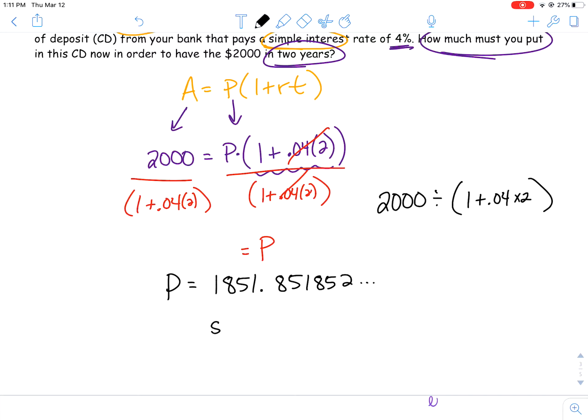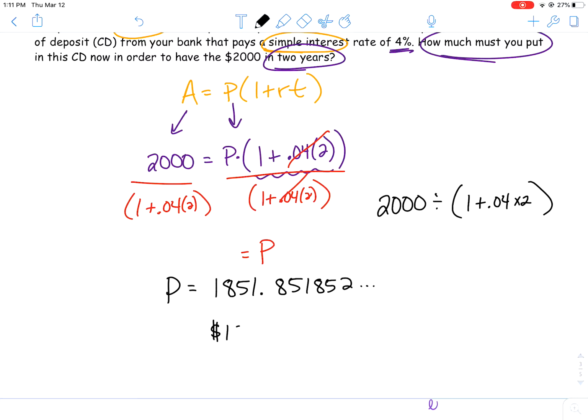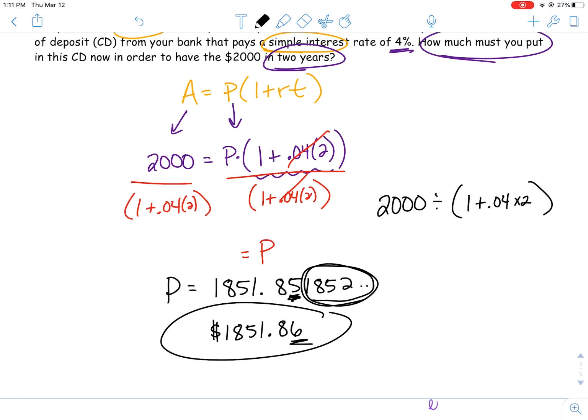So if I were to round this, I would need to make sure that today, in order to have enough money in 2 years, I need to put in my account $1,851.86, not 85 like we would typically round. Well, why is that? Because if I put only 85 cents in there and there's all this little extra, well, over the couple of years that I keep my money in the account, at the end, I'm not going to quite have $2,000. I might have a little bit less. So in order to ensure that I have at least $2,000, we're going to actually put in 1 more cent to make sure in the end I have at least $2,000.